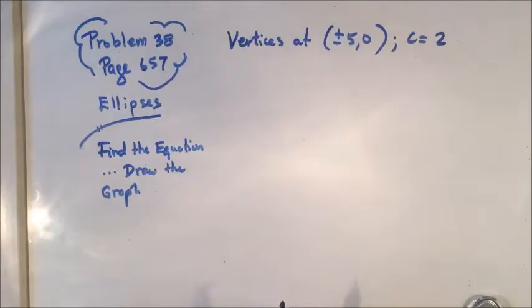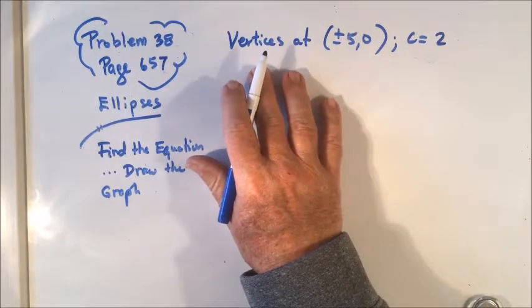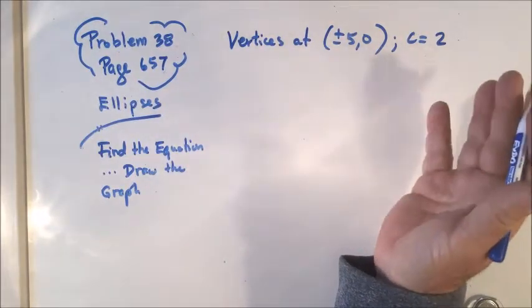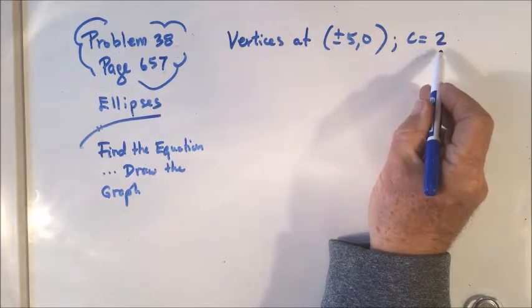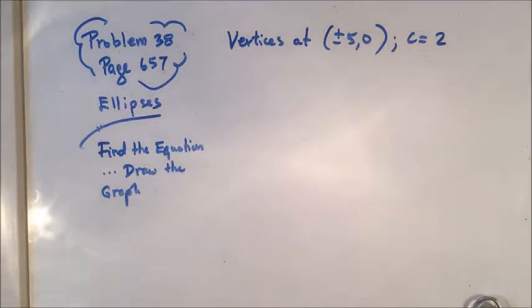All right, now problem 38, page 657. You have problem 32 that I sure hope is like this one. I've got to tell you, I can see through this one right now. This is pretty easy. I hope you've got something just as easy. This says I've got vertices at plus or minus 5, 0, and I've got a focal length of 2. So find the equation, draw the graph.